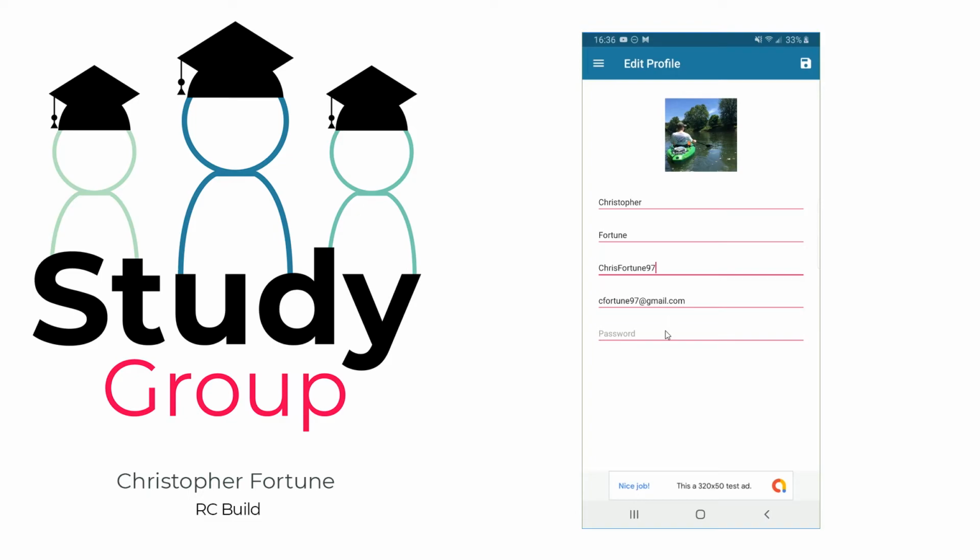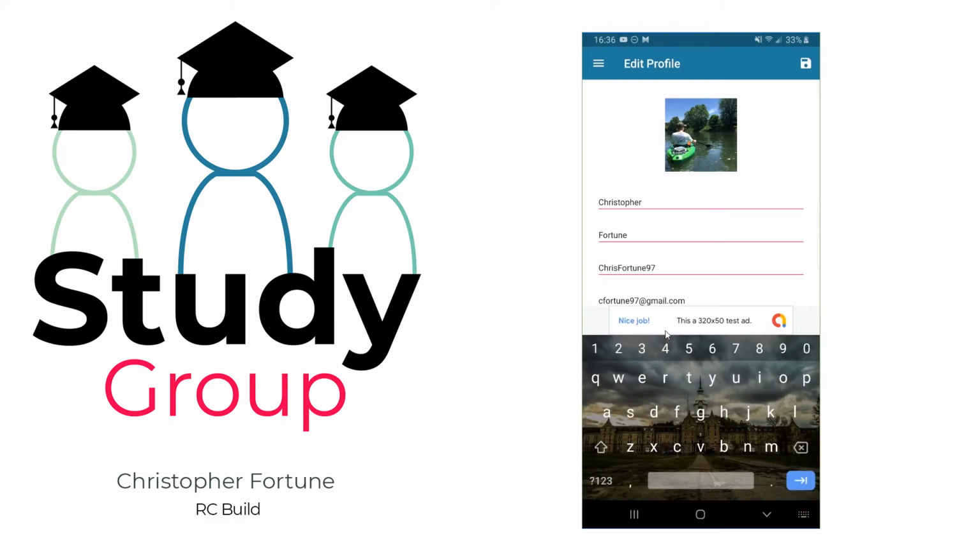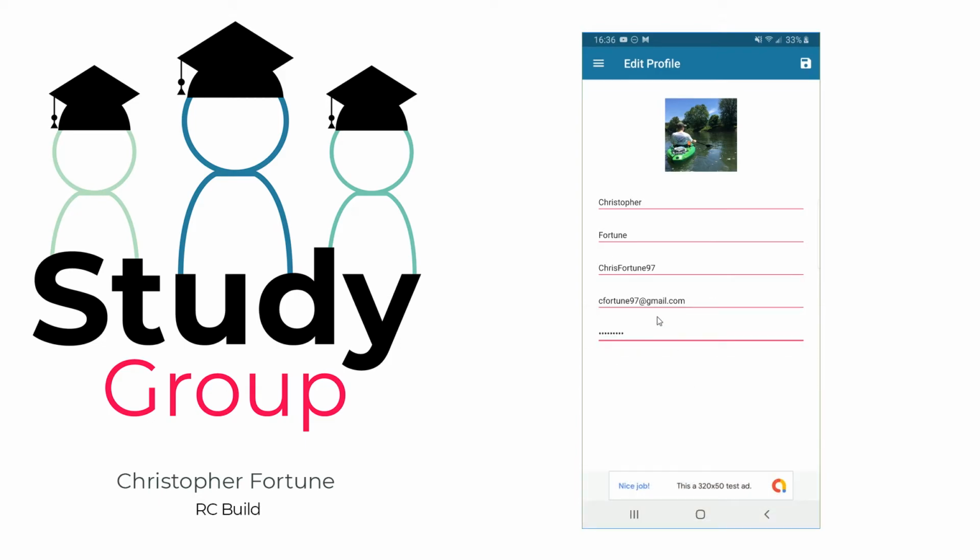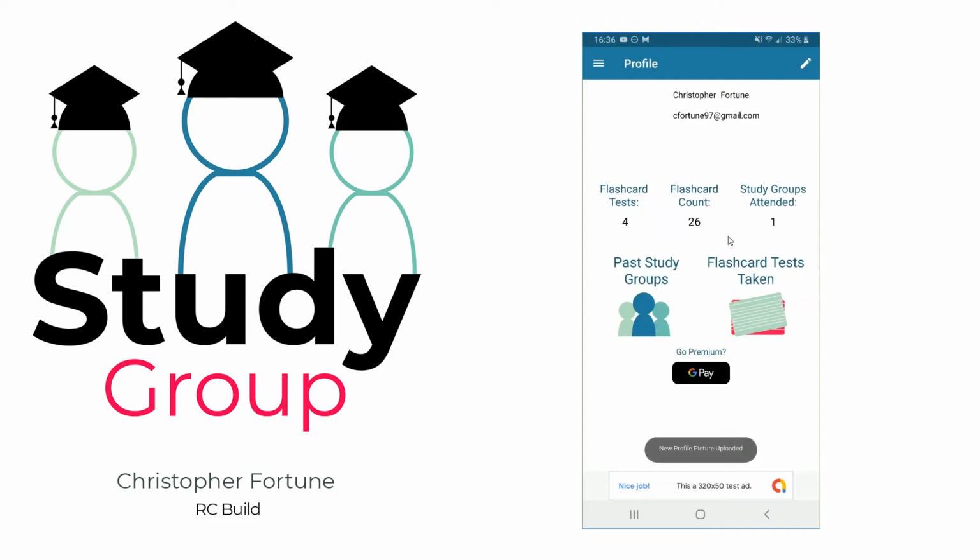Email, I would like to keep the same. Password, let's go ahead and change that to 1, 2, 3, 4, 5, 6, 7, 8, and 9. Okay. If we were to go ahead and save these changes, a progress bar is displayed, as well as letting the user know that their profile information is being updated. So as you can see, the account picture is changed, as well as my first name has been changed.